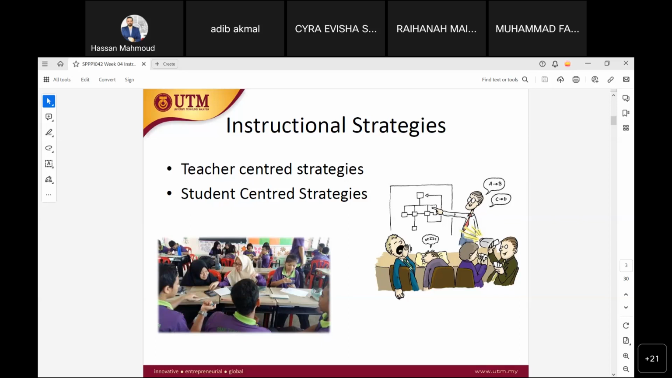teacher-centered strategies. The teacher is the only one responsible for the whole setting, the whole environment inside the class. Students are not included or are not involved. All right. On the other hand, student-centered strategies, the student is the core element in the teaching and learning process. Okay, let's take some examples of that.